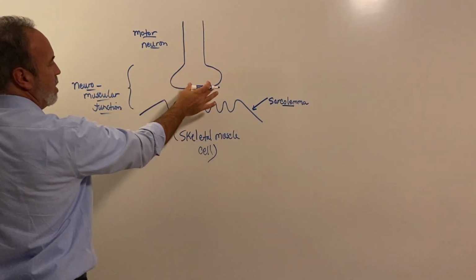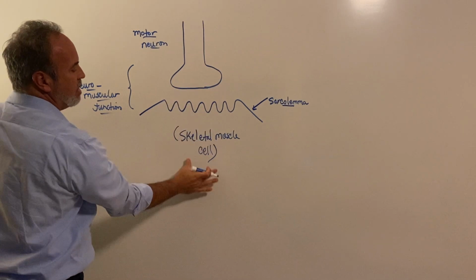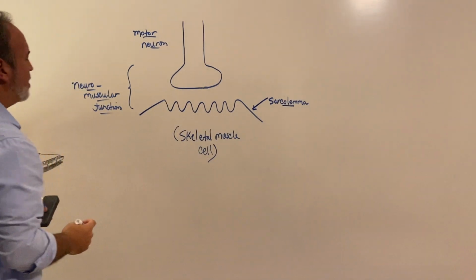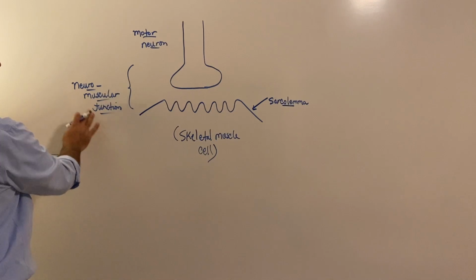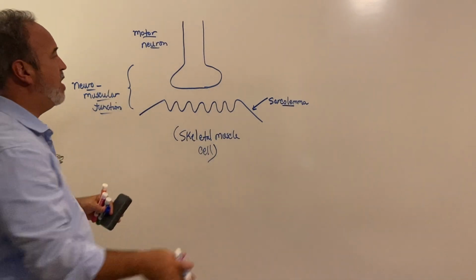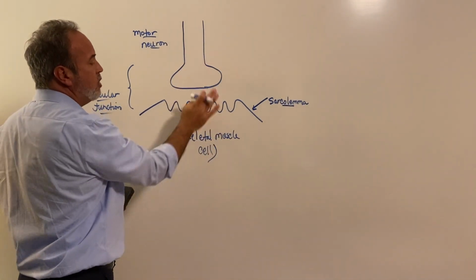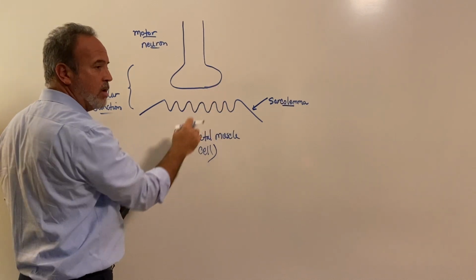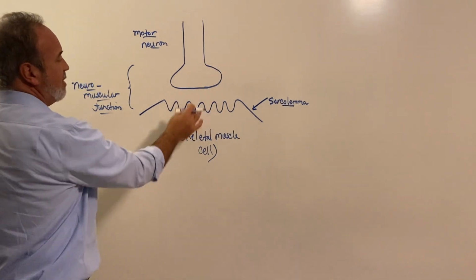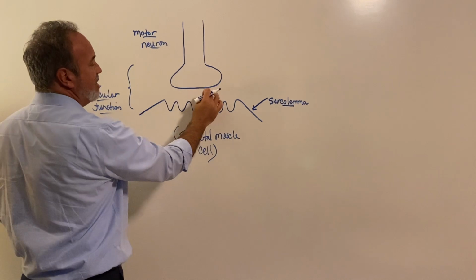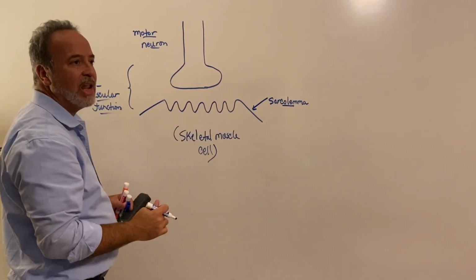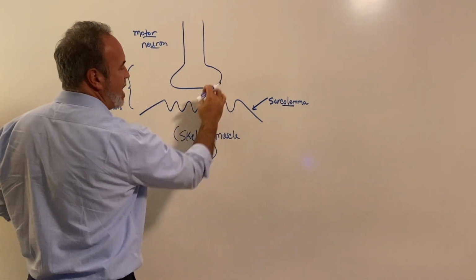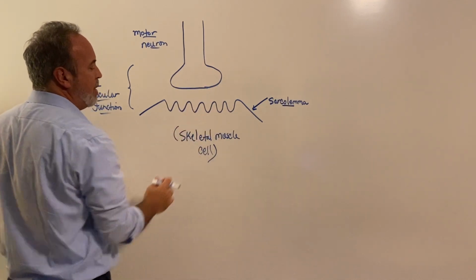This is where this motor neuron is coming together with the skeletal muscle cell, the neuromuscular junction. Or this is called a neuron to muscle synapse. This gap that you see here is called the synaptic cleft. This is a little gap that we have here between the motor neuron and the skeletal muscle cell.